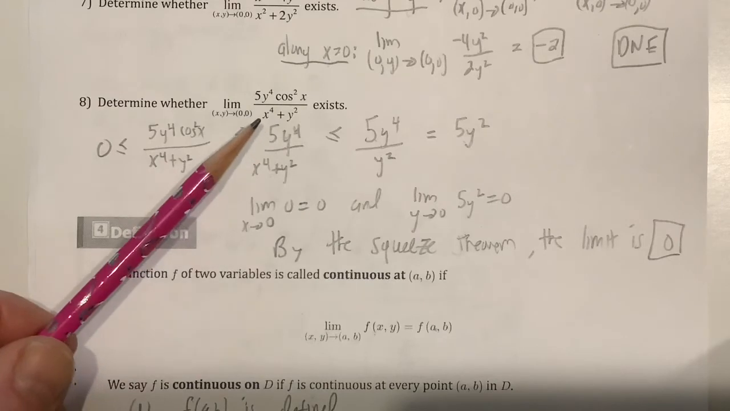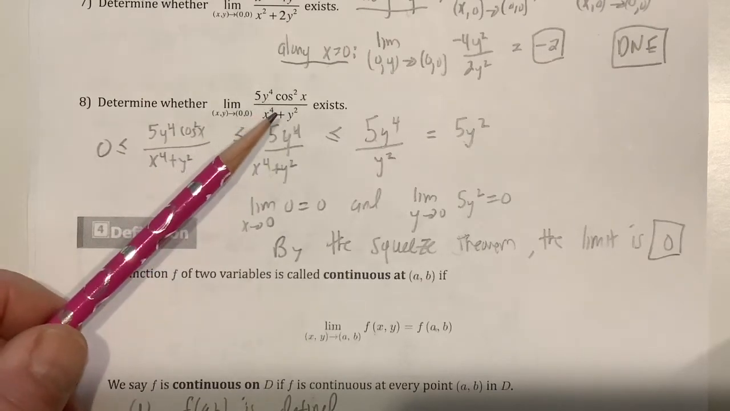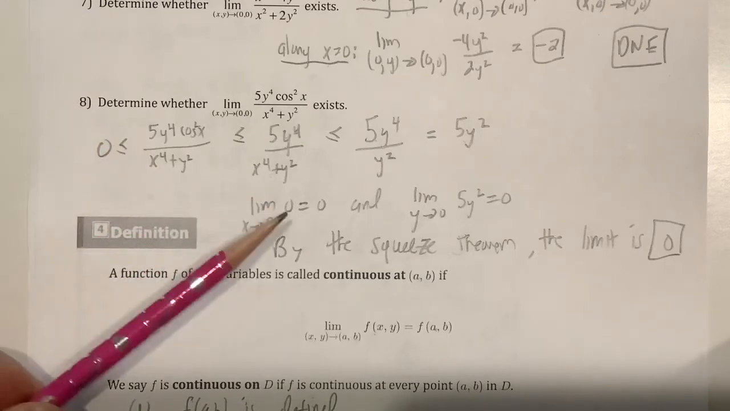You could try the same thing with this one. You'd find that for all the paths you choose, the limit's getting close. It looks like the limit's 0. How do you prove that it's actually 0? Well, that's a little harder. You could appeal to the definition, or the squeeze theorem is oftentimes helpful.